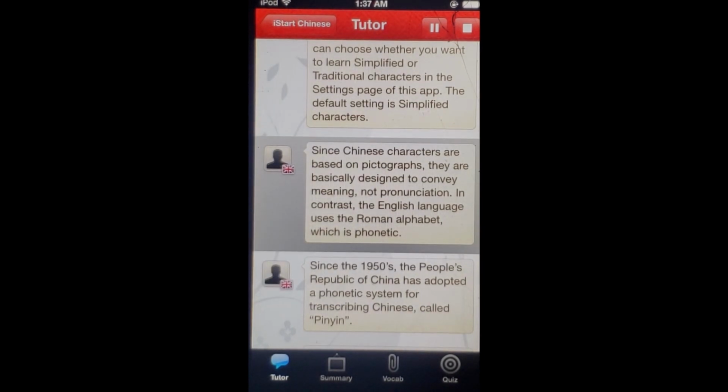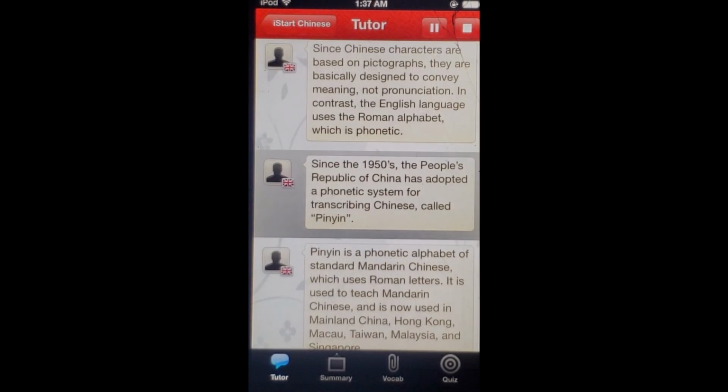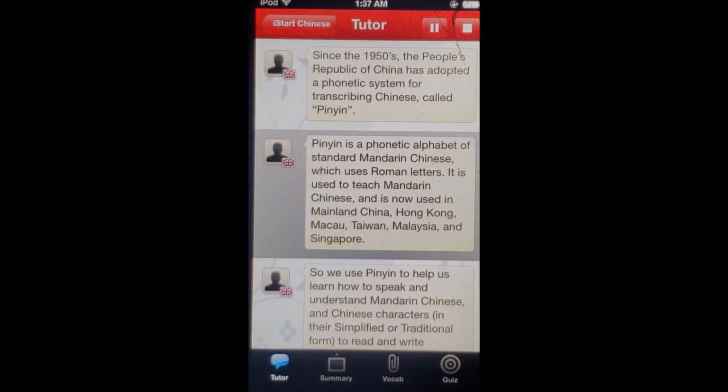Since Chinese characters are based on pictographs, they are basically designed to convey meaning, not pronunciation. In contrast, the English language uses the Roman alphabet, which is phonetic. Since the 1950s, the People's Republic of China has adopted a phonetic system for transcribing Chinese, called pinyin. Pinyin is a phonetic alphabet of standard Mandarin Chinese, which uses Roman letters.